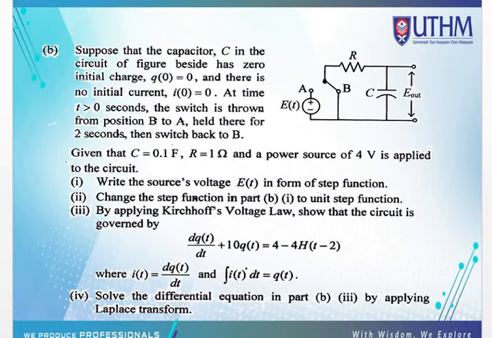Next we move to another question. Suppose that the capacitor C in the circuit of the figure beside has a 0 initial charge, Q0 equal to 0, and there is no initial current, I0 equal to 0. At time t more than 0 seconds, the switch is thrown from the position B to A, held there for 2 seconds, then switched back to B. Given that C is equal to 0.1 farad, R is equal to 1 ohm, and a power source of 4 volts is applied to the circuit. First of all, write the source voltage E(t) in the form of step function.